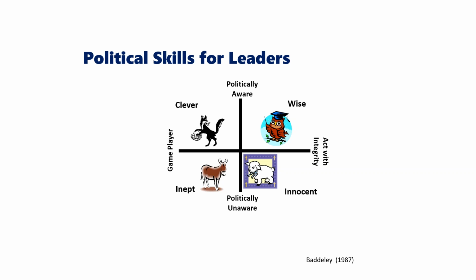So the point about this is that you can be politically aware and still act with integrity. Although I should say that the higher up you are in an organisation, the more complex decisions are, and the more difficult it is, because there are more grey areas. So things aren't necessarily black and white. So it's not quite as simple as the model might point out, but certainly the intent should be around acting with integrity and being politically aware.